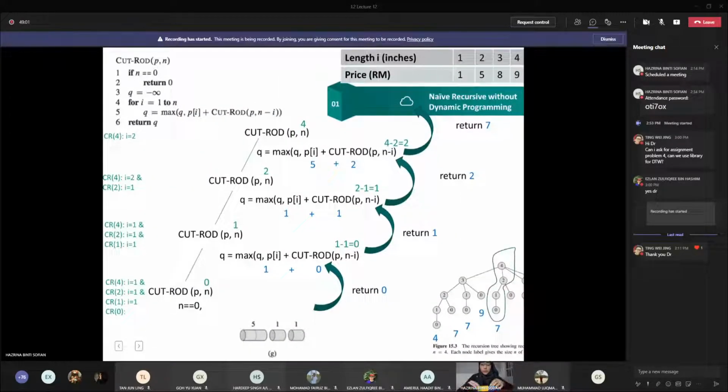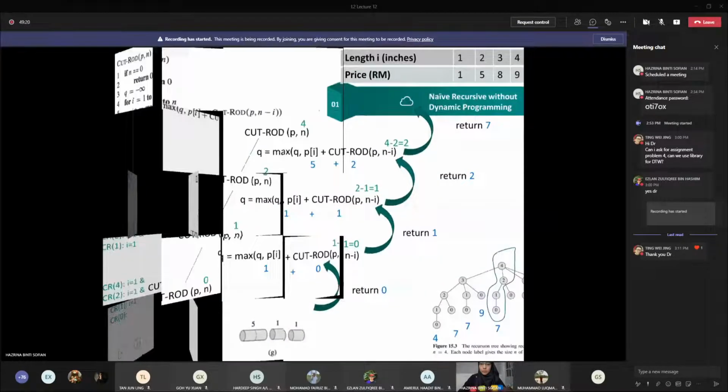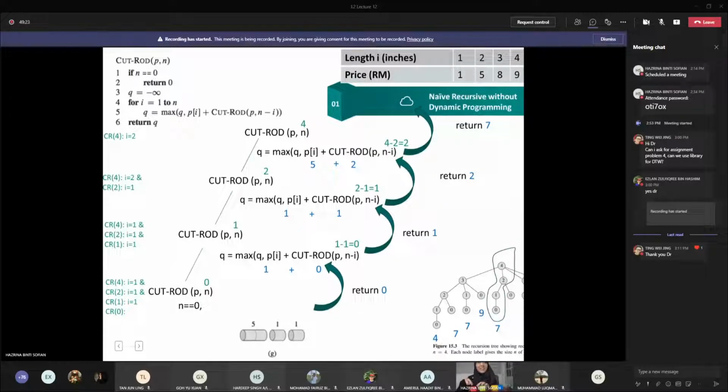So same as this, but this time our first cut is 2. Okay, so for the 2, it will start with this one first. So it will return 1, and then after that when we consider this, it will be 2 ringgit. And then 2 ringgit plus 5 ringgit, then it will return 7. Okay, who does not understand so far?